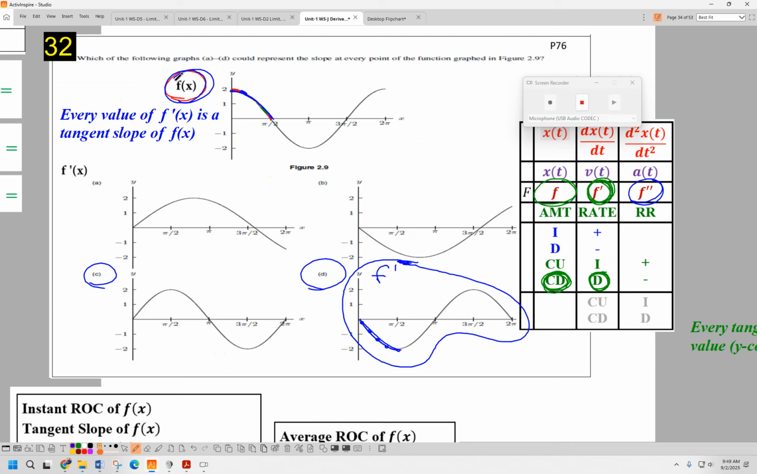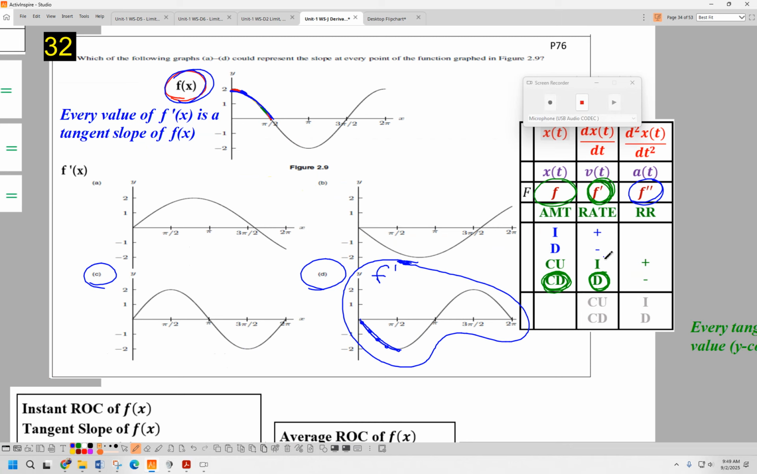Let's see if it works. Yeah, it doesn't work. If you were to take this f prime graph and then do the same analysis again, you could figure out what the f double prime graph will look like. For example, look here.